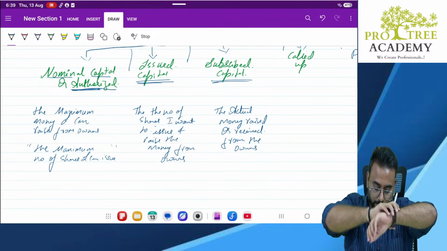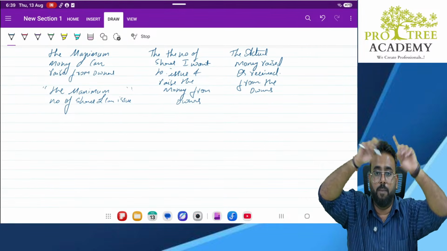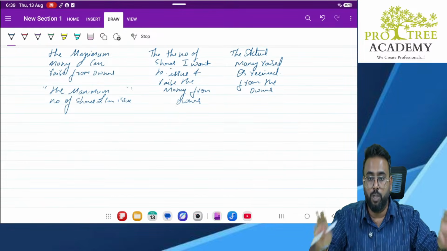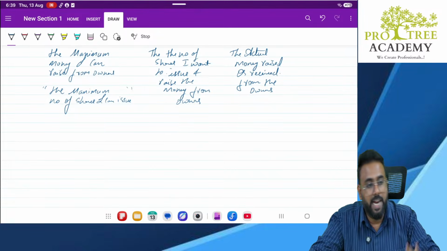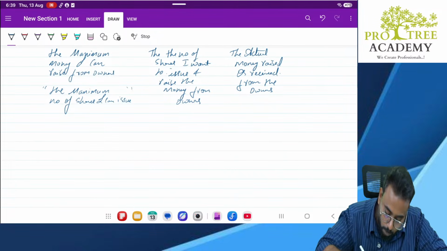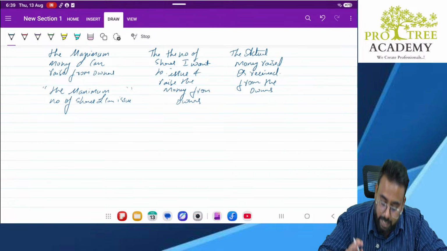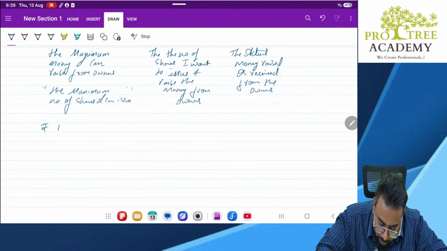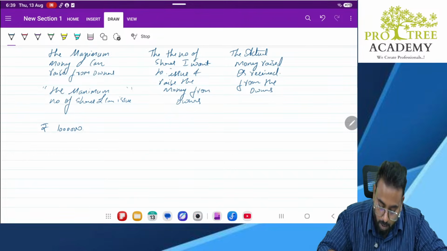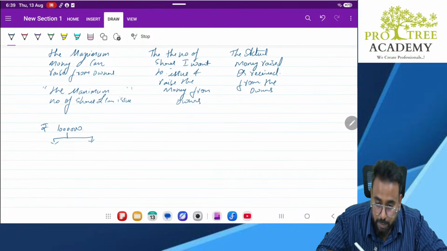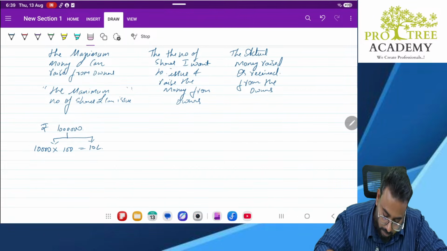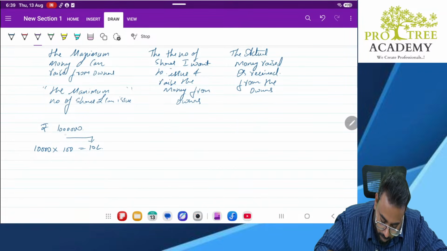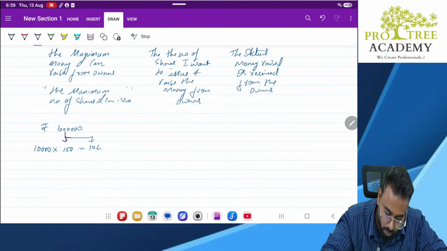So let's take an example. Authorized capital is something which is a boundary. It is the maximum amount which you can raise from the owners, and it is the maximum number of shares you can issue. Suppose a company's authorized share capital is say 10 lakhs. Sir, how does this 10 lakh get represented? This 10 lakh is represented in this form: 10,000 shares of 100 each is equal to 10 lakhs.